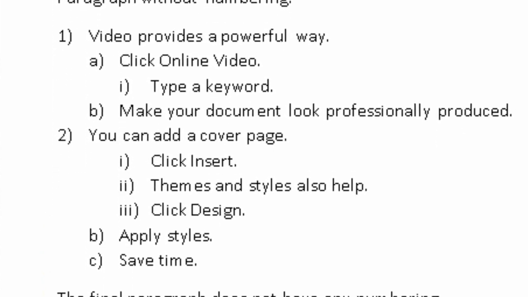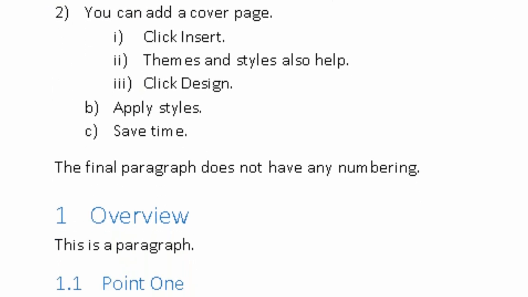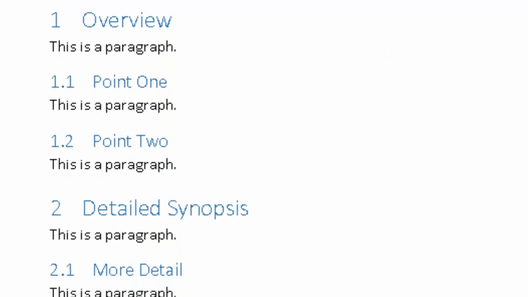Second of all, we have a multi-level list where the first level is 1 closed parenthesis and the second level is lowercase a closed parenthesis and the third level is lowercase Roman numeral i closed parenthesis. The third list is the approach that you can take in WordprocessingML, where you can specify that the heading 1 style has a 1 tab in front of it, and the heading 2 style has a 1.1 tab in front of it. That these are the list items for heading 1 and heading 2 and so on.